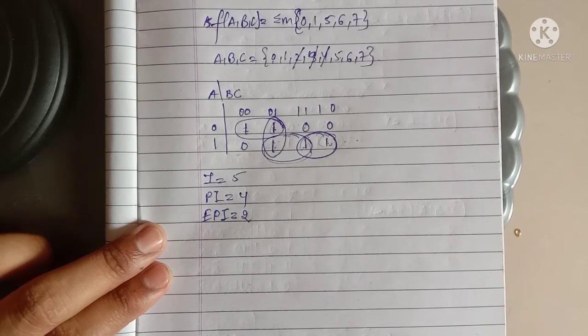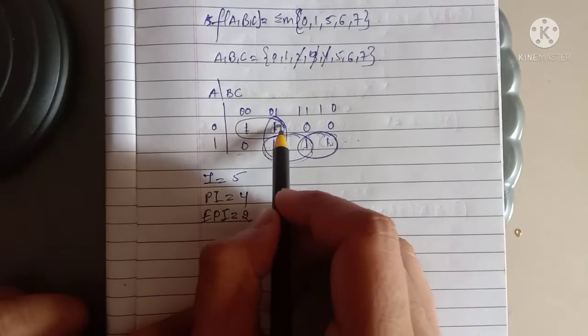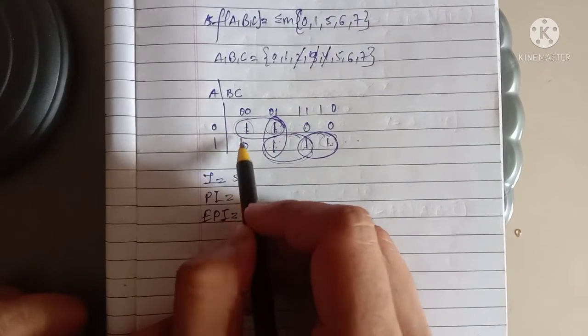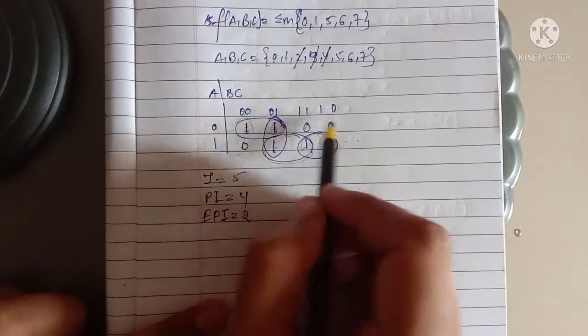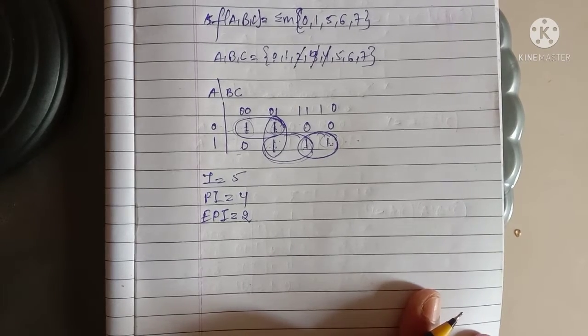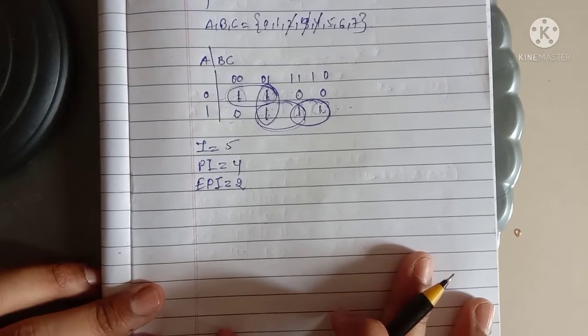Understood? This is important: if I break a pair I formed, and the ones in that pair can make a pair with another, then it is not essential. In this case, this one is making a pair with this, but this one is not forming with any other, because there is no one over here. So this is an essential prime implicant, which will come in the original expression. I think this is understood by all.